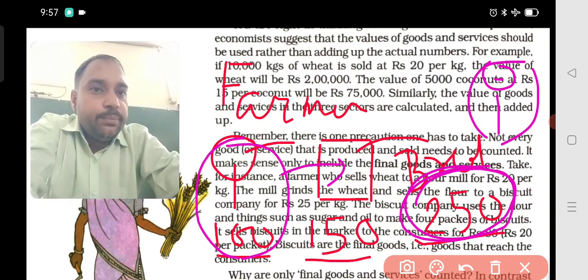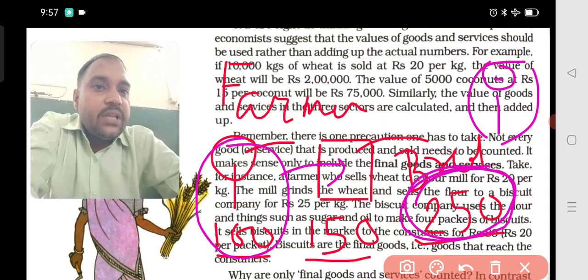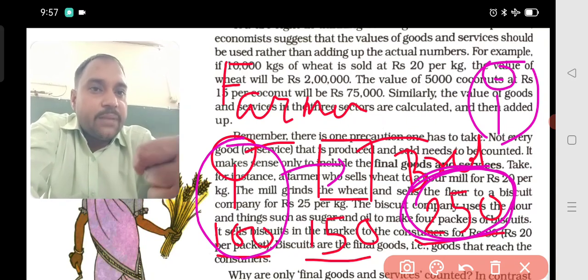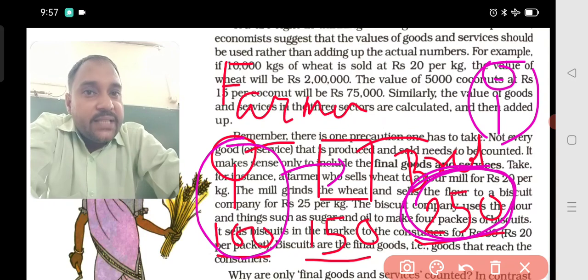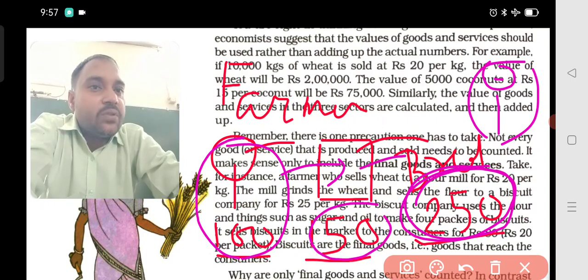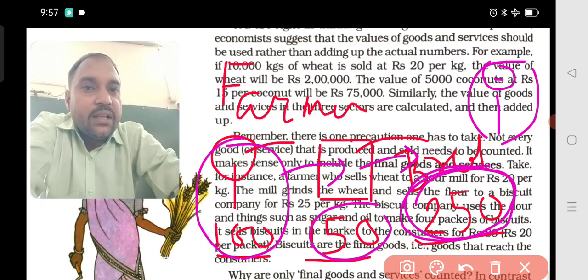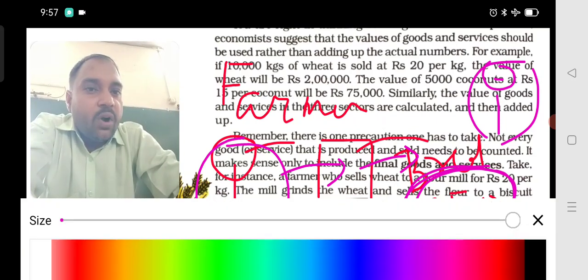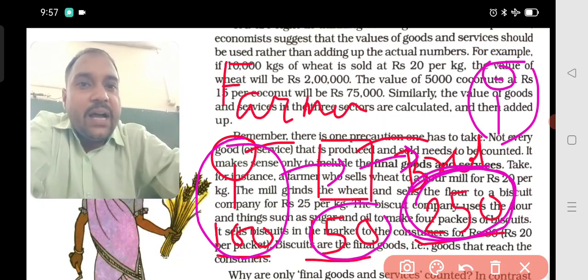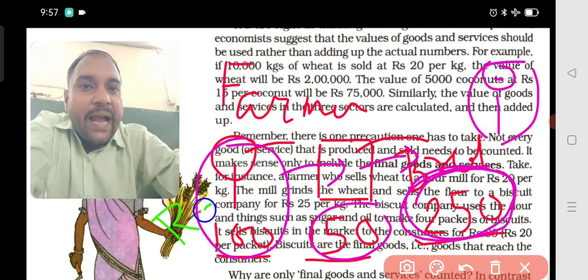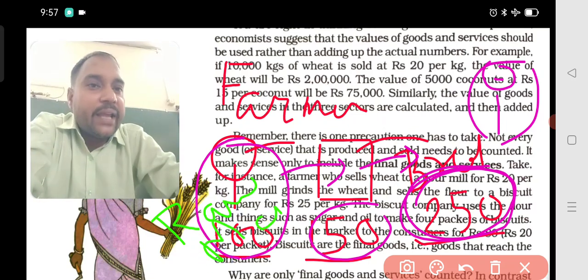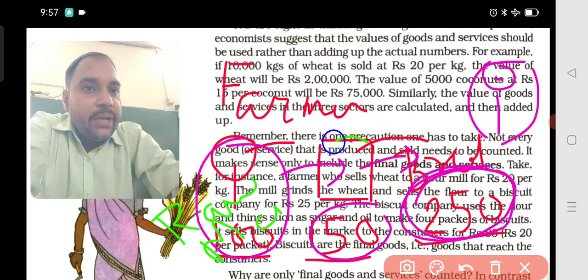Now the mill owner is not the consumer. He is not producing the product for his own consumption. He is purchasing the product to make another product and sell it to someone else. So this product, wheat, to the mill owner is the raw material and not the final product.